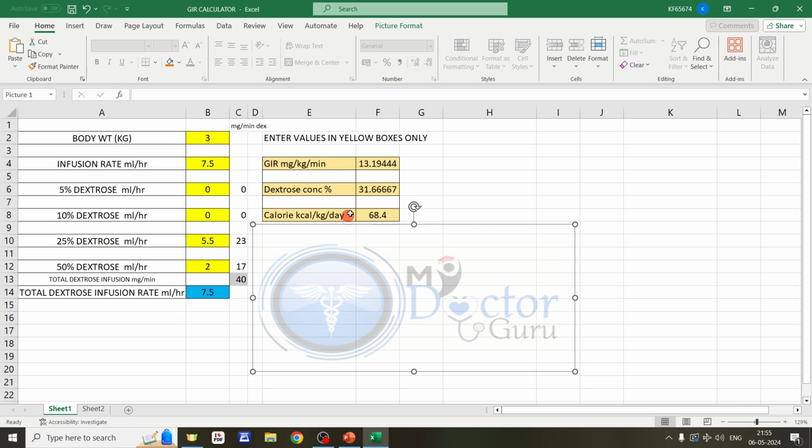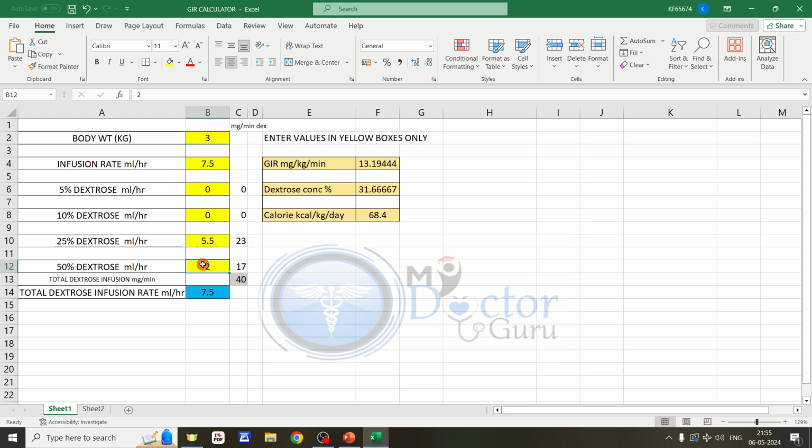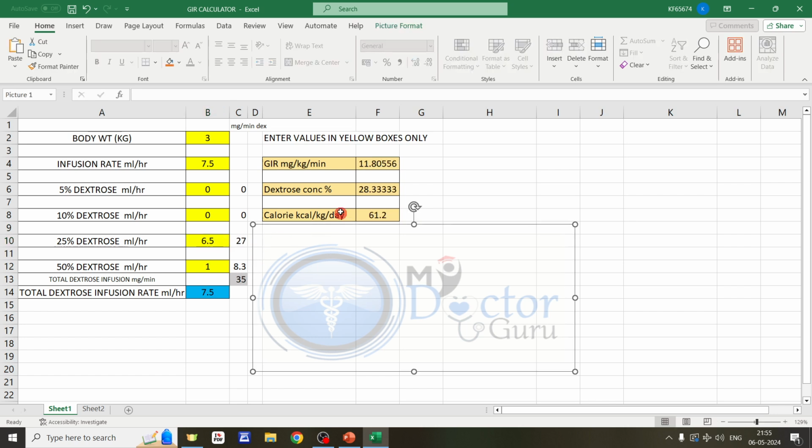7.5 ml per hour, and this is making a GIR of 13. So you want to come down on GIR now. You just have to reduce 1 ml per hour here and increase 1 ml per hour here. That will automatically reduce the GIR by 2 mg per kg per minute. Now the GIR is 11.8, or almost 12. So by this sliding and trial and error technique, you can change the GIR.